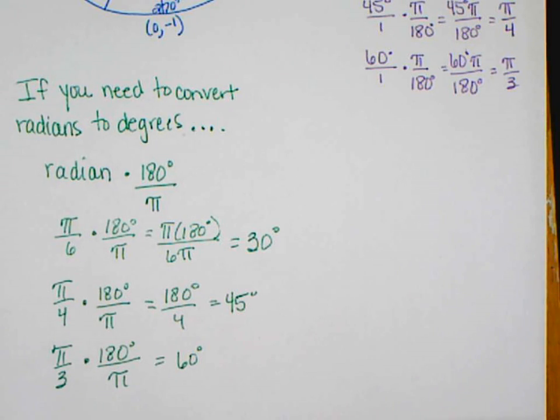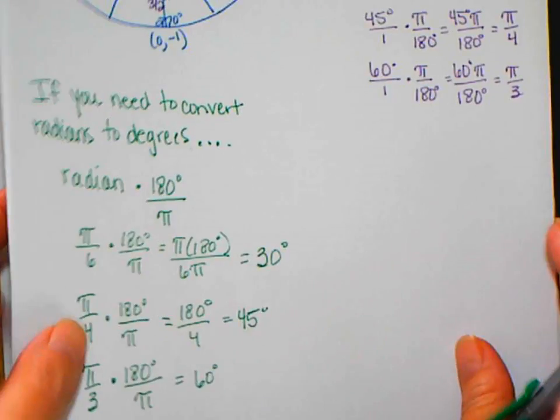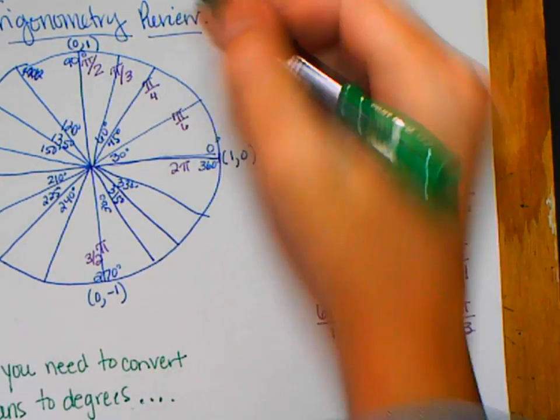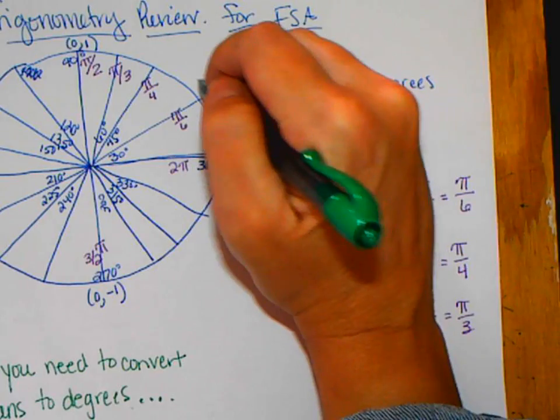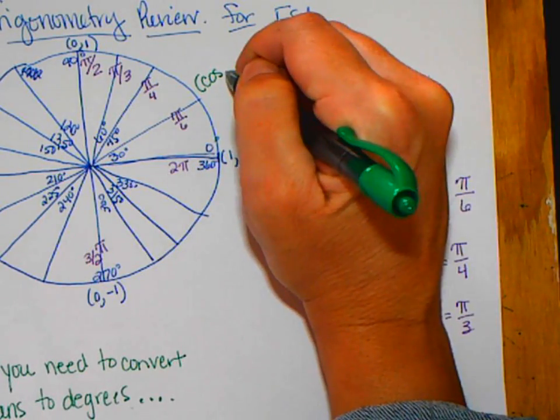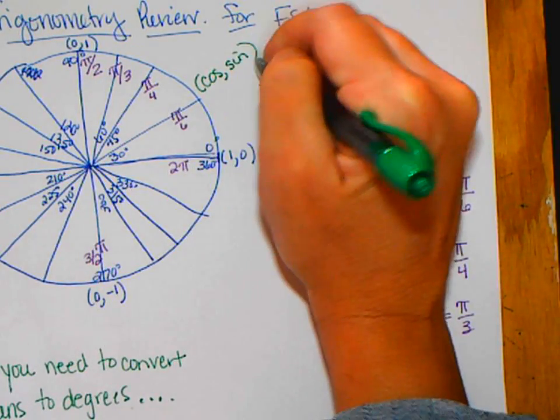Okay, the other thing that we need to know how to find is the ordered pair of every angle on the unit circle. Okay? Remember SOHCAHTOA, sine, cosine, and tangent? Well, to find the ordered pair, you don't really need the tangent part, but I still write it out in SOHCAHTOA. To find the ordered pair on the unit circle, the ordered pair you find is cosine, comma, sine.